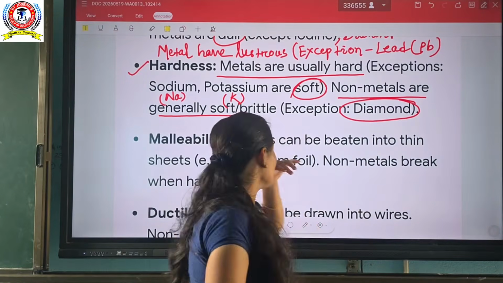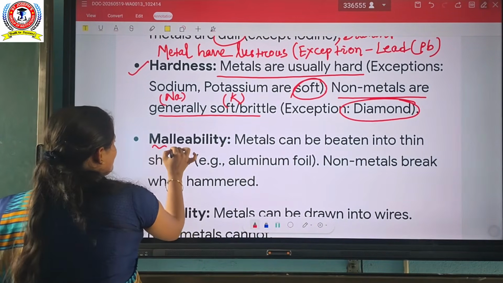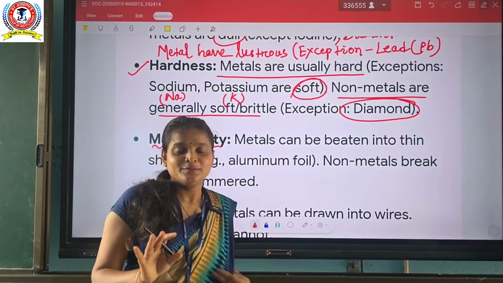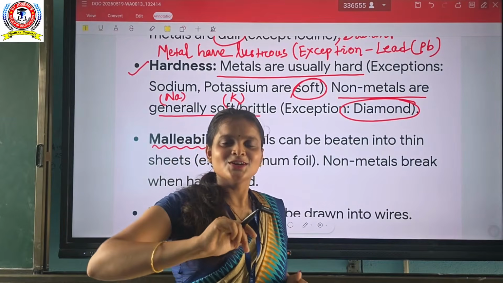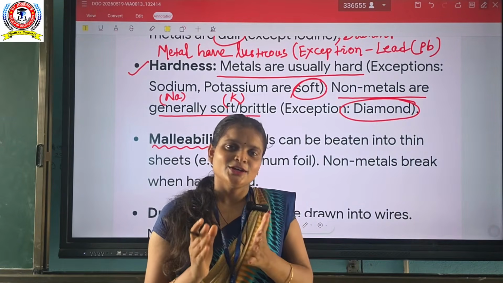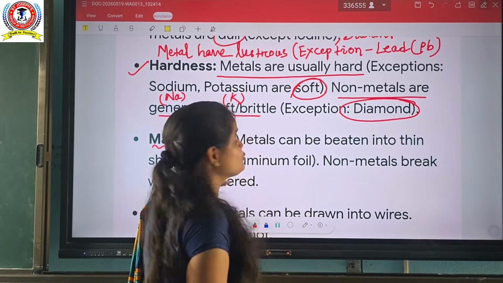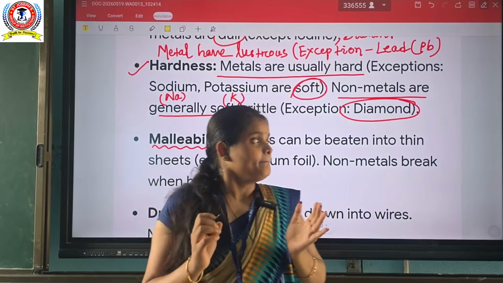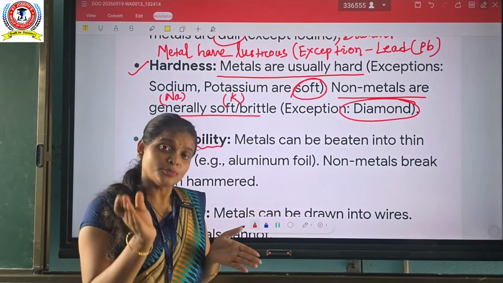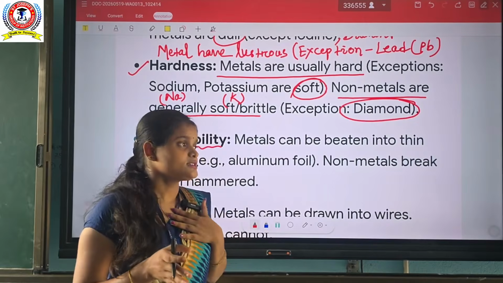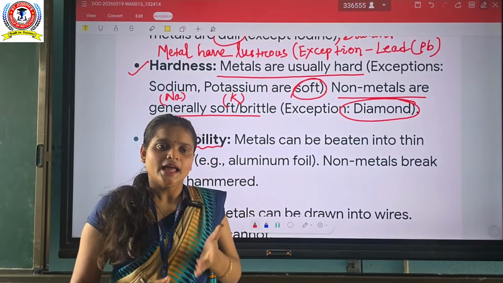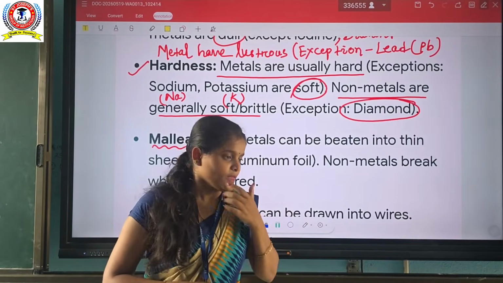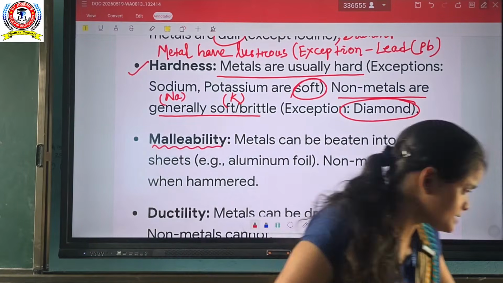Now I hope you all understood that well. Next is malleability. Those who know the answer, what do you mean by malleability? You can comment. I told you that malleability is the property of a material that can be turned into a thin sheet without breaking. I will just show you that.